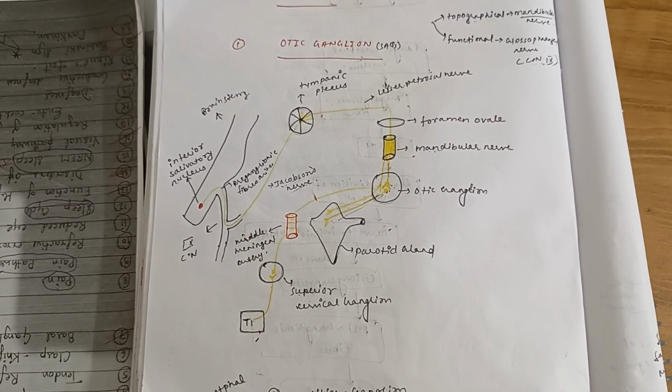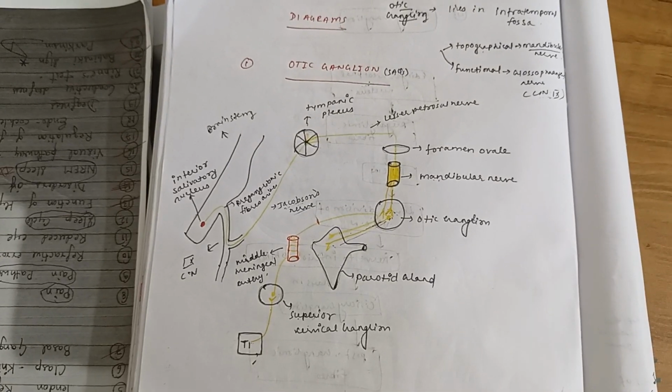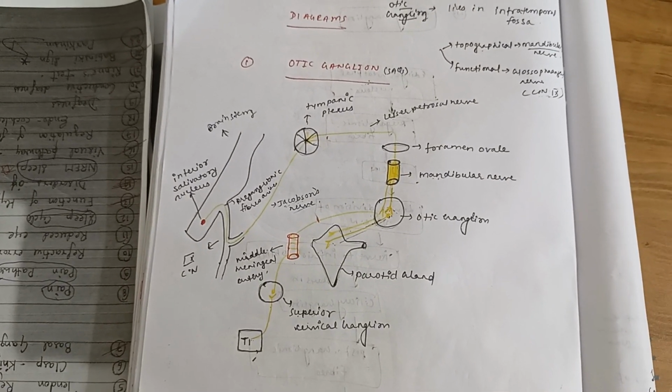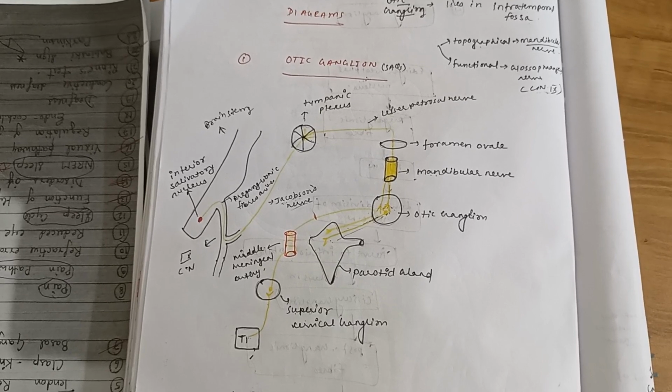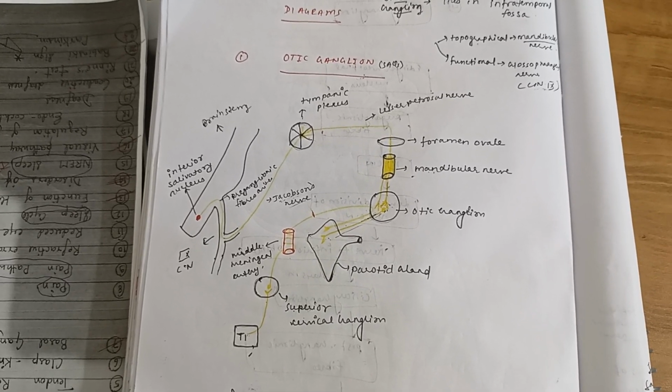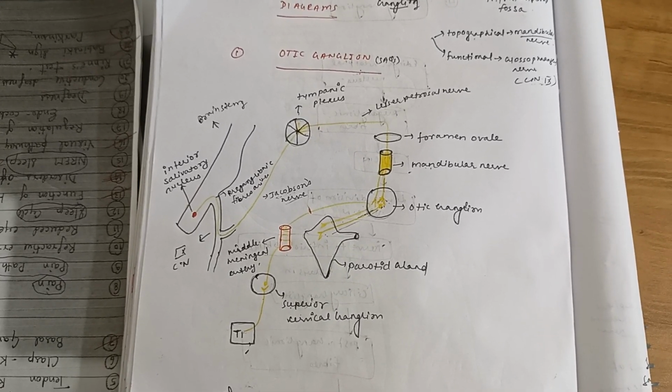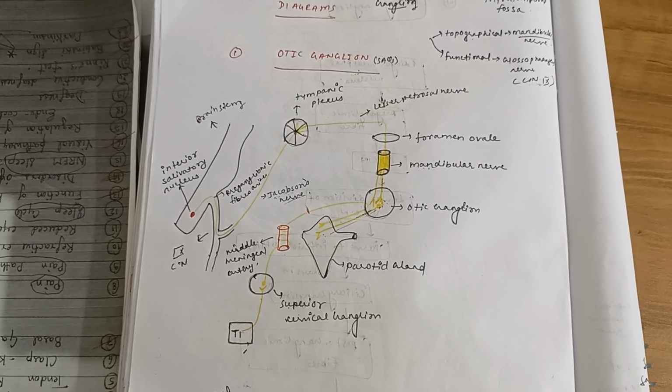So what is the location of Otic Ganglion? Otic Ganglion lies in infratemporal fossa. Whenever we study about any ganglion, we study its relation. It has two relation: topographical and functional relation.